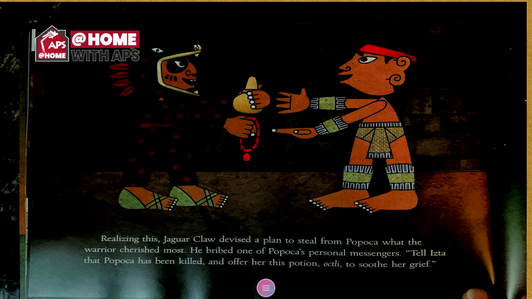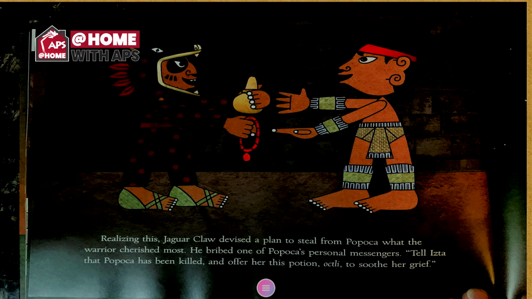Realizing this, Jaguar Claw devised a plan to steal from Popoka what the warrior cherished most. He bribed one of Popoka's personal messengers. "Tell Itza that Popoka has been killed and offer her this potion, to soothe her grief."